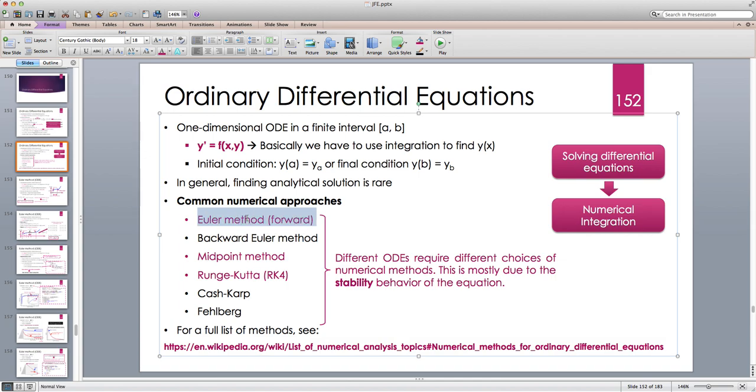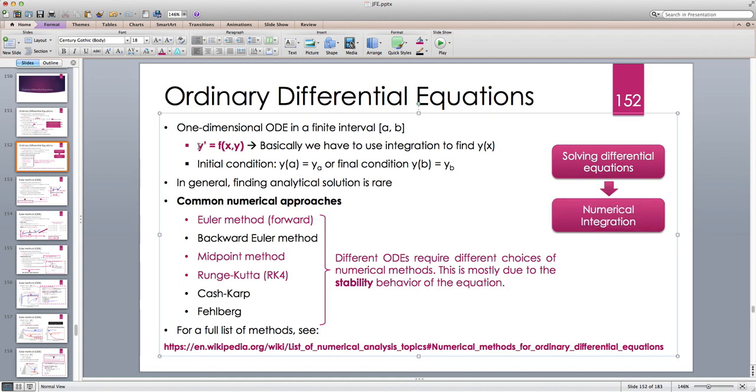But again, the Euler forward method, the midpoint method, and the Runge-Kutta fourth order, RK4, are the most common ones. Especially RK4 has a very good accuracy. The order of error is very low, so it has a very good accuracy. So we can mostly use RK4 for most of the ordinary differential equations that we encounter in physics, engineering, and other fields.